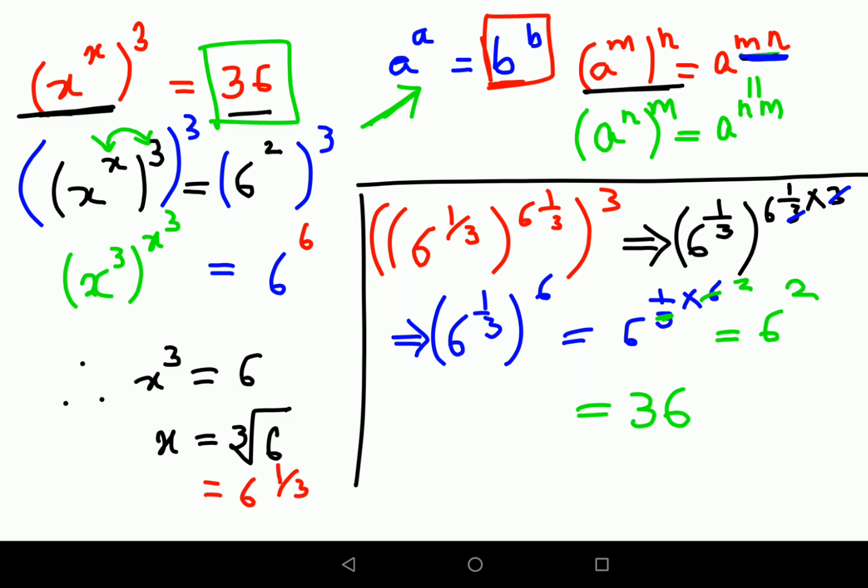So you saw how easily you can do this. Just remember, whenever you have a variable raised to variable situation, you try to adjust your LHS and RHS in such a way that the index and the bases remain the same.